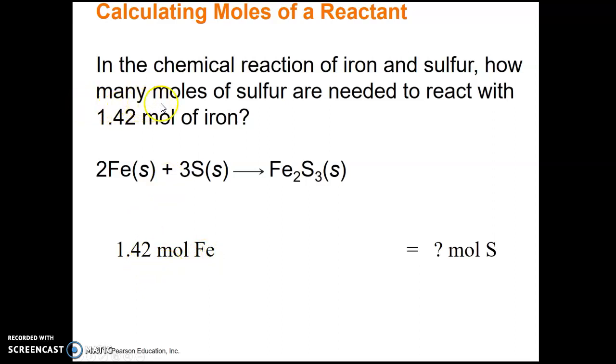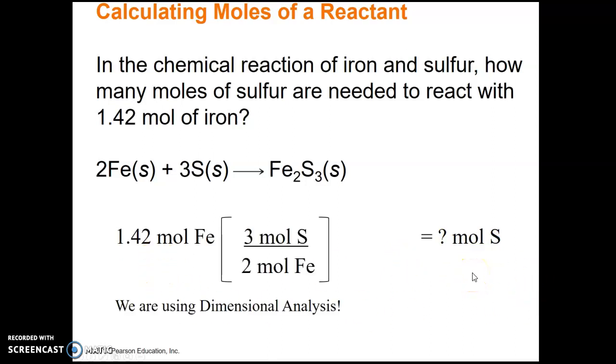And then they're asking for how many moles of sulfur, so you put that on the right of your math problem. I put question mark moles of sulfur. That's where I'm trying to go. So here's where I'm starting, and here's where I'm going to finish. So here's where you use your mole to mole ratio in the balanced equation. If I'm comparing moles of iron to moles of sulfur, that's a 3 to 2 ratio using the front coefficients. 3 moles of sulfur in this reaction for 2 moles of iron.